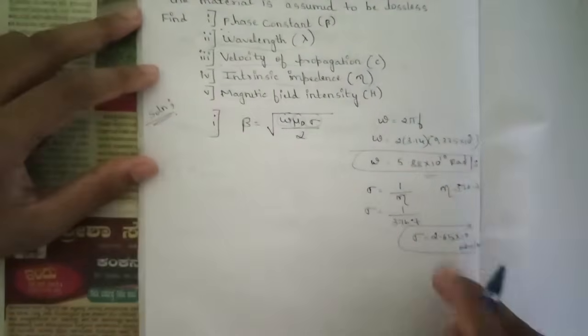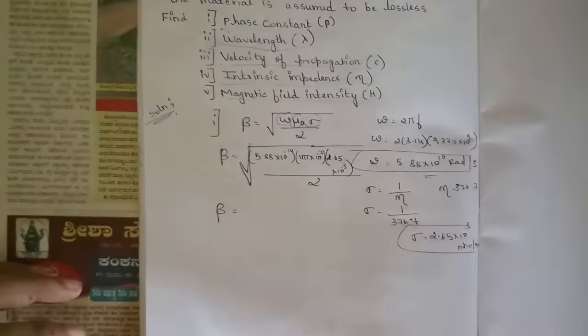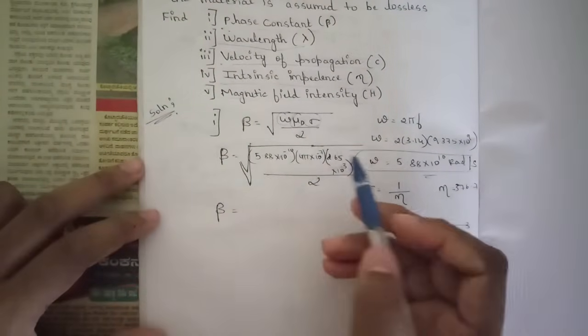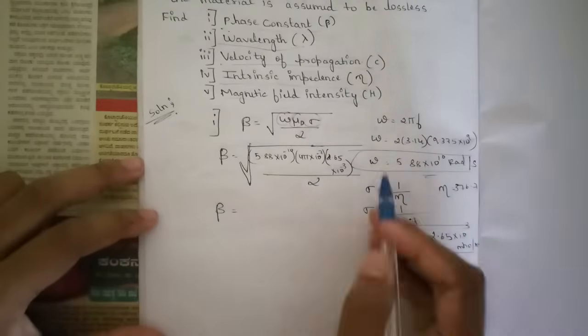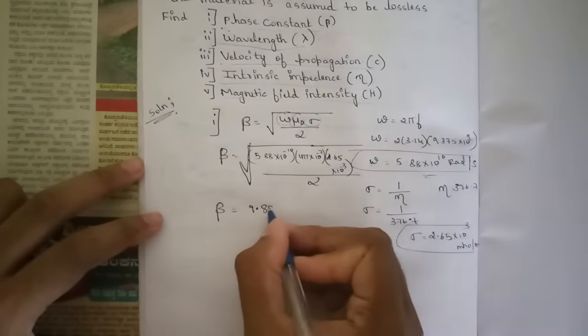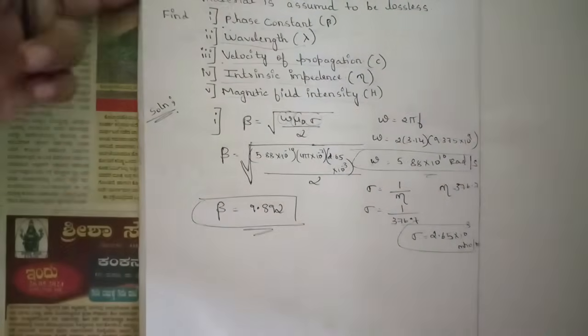So now these two things we are going to substitute back in this equation, that is the square root of. So I have substituted the value of omega, sigma and mu naught. And if we simplify this square root, the answer for beta we are getting is approximately 9.892. So this is the value of our phase constant beta.